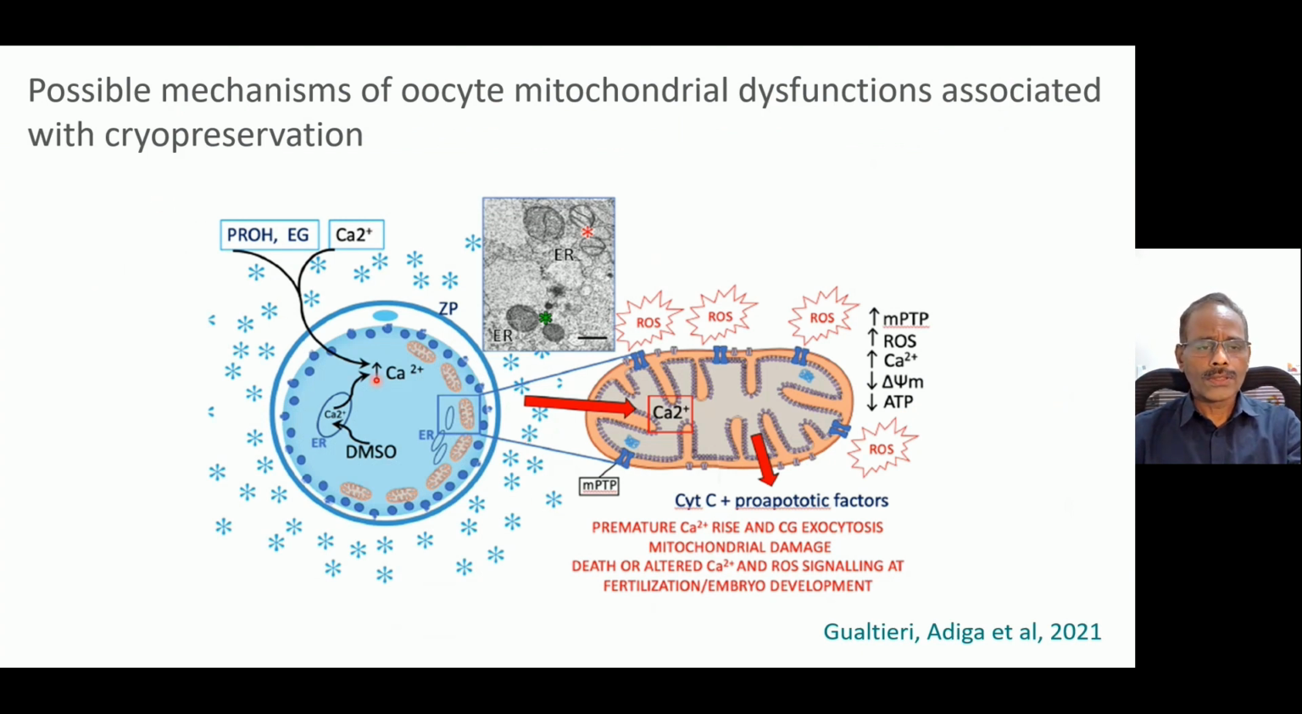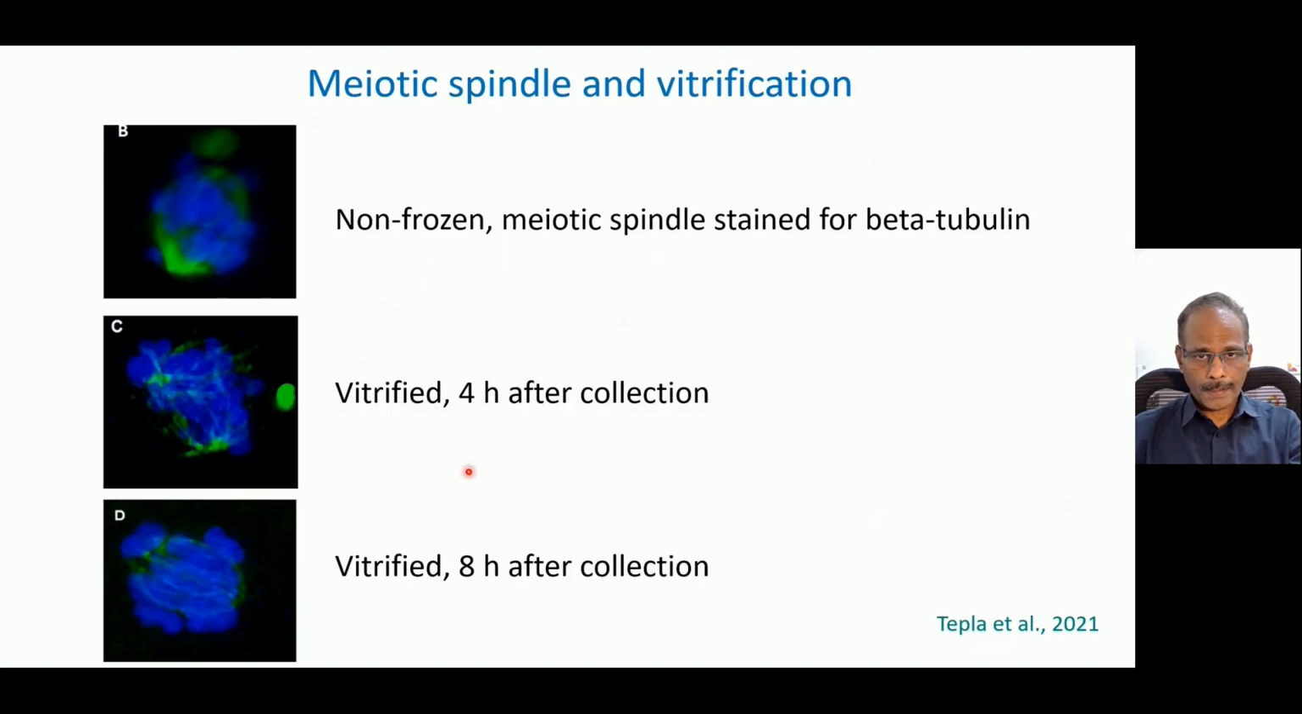In addition to this, during cryopreservation, here vitrification, the cryoprotectants which are used could be PROH or ethylene glycol. They have the ability to cause a premature calcium rise inside the oocyte. When they get inside the oocyte, they may cause a premature calcium rise, and this can eventually affect the mitochondria and cause release of ROS. And increased ROS may again compromise fertilization and embryo developmental potential.